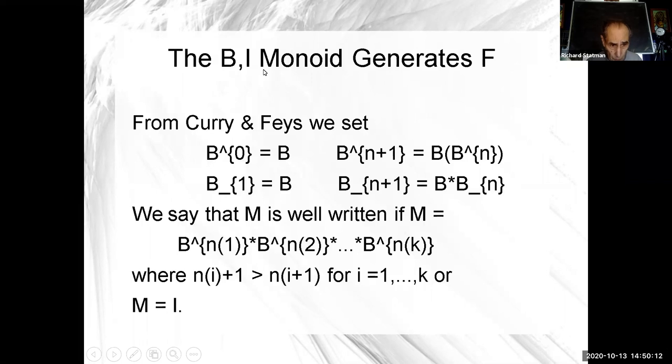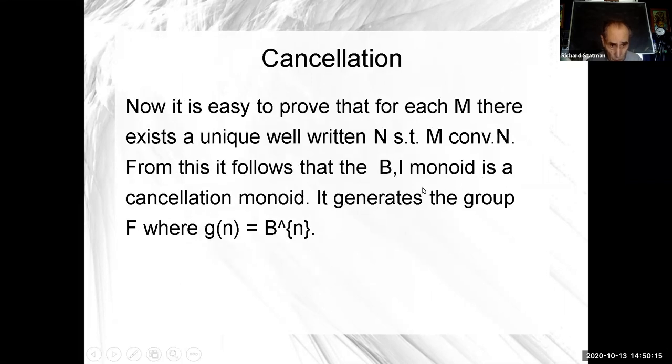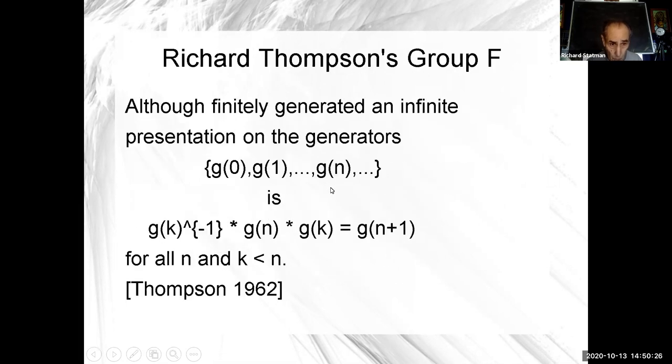we can prove, and I'll say why in a minute, that it's a constant cancellation monoid, okay? And it generates then a group. And that group turns out to be exactly Richard Thompson's group F, one of the so-called three vagabond groups. They were discovered by Thompson in 1962 in connection with trying to prove some theorems about groups and the decidability of the word problem for groups. It was really generated in that respect to prove the undecidability of the word problem for groups and has no apparent connection with lambda calculus at all.